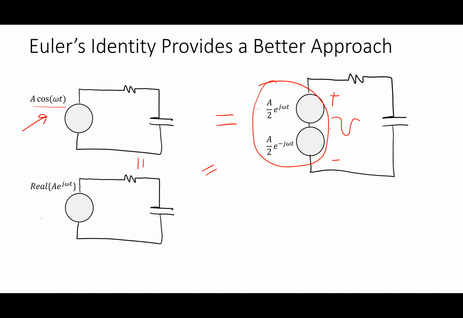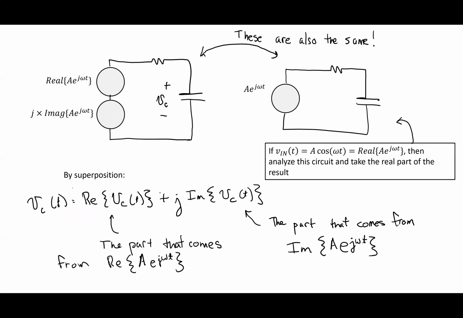In particular, I'm going to use this guy right here. Instead of thinking of this as a cosine omega t, I'm going to think of it as the real part of a e to the j omega t. We're going to use that approach. So I'm going to analyze a different circuit. What if my input to the circuit was a complex exponential? If I look at this, I have a e to the j omega t, with the real part of it and the imaginary part of it. These two circuits are the same exact circuit.